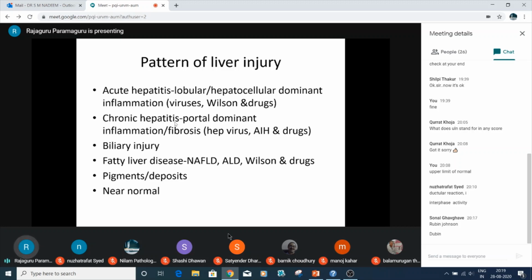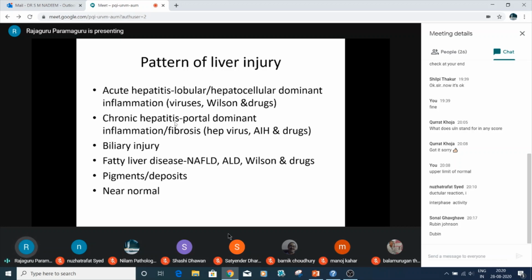Particularly in the hepatitis A virus infection, there can be a lot of cholestasis. Also in E virus infection, you can have a lot of cholestasis because of the damage to the excretory apparatus in the hepatocytes. So you will have to have a complete clinical history first of all, and then you say that it is compatible with acute hepatitis, hepatocellular predominant or lobular with lobular inflammation. And if it is virus related, there is no trouble.